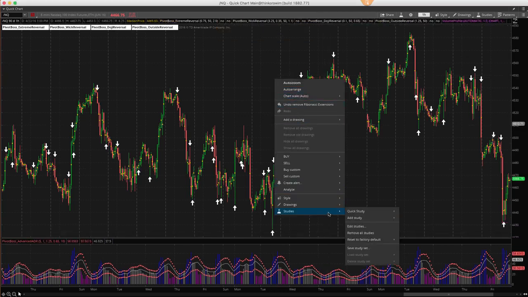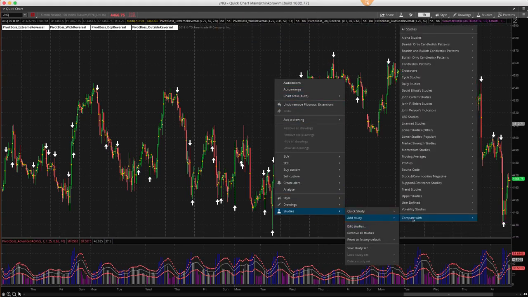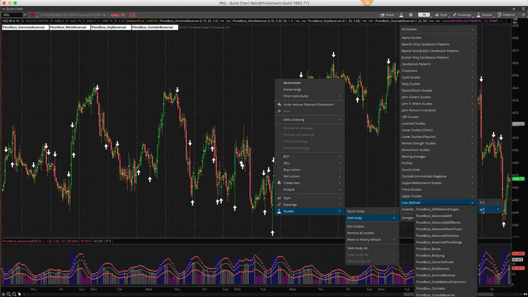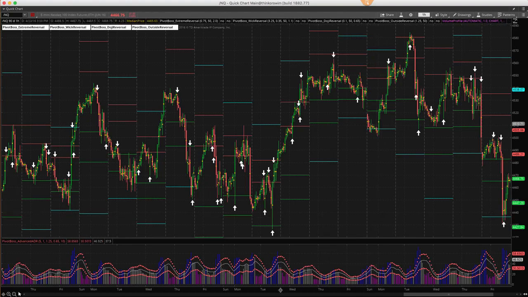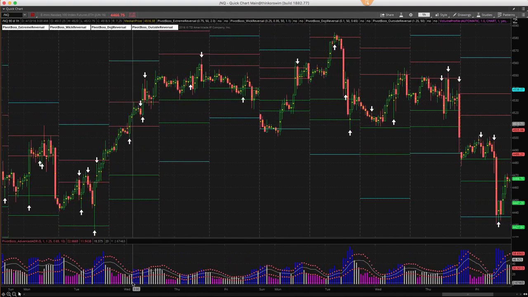And let's go to add Camarilla pivots again. There we go. So this is the essence of the book, Secrets. This is the essence of the book: identify the pivots you want to trade.